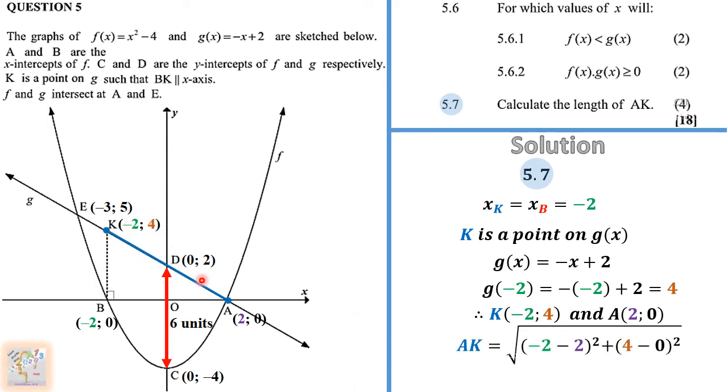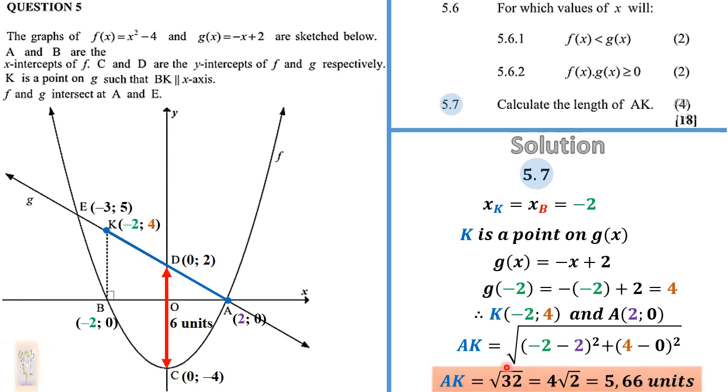Now, for this distance, we will use the distance formula for AK. AK is equal to the square root of (x1 minus x2) whole squared plus (y1 minus y2) whole squared. It doesn't matter which point is which, but in this case I'm taking the first value of x minus the second value, which is minus 2 minus 2, whole squared, plus the first value of y minus the second value of y, which is 4 minus 0, whole squared. So minus 2 minus 2 is minus 4, whole squared is 16. 4 minus 0 is 4, 4 squared is 16. 16 plus 16 is 32, so AK is equal to the square root of 32.